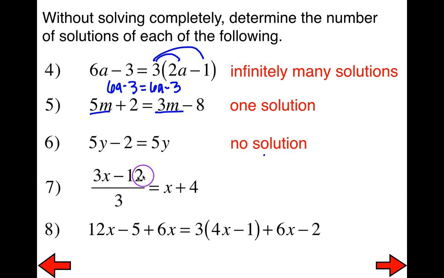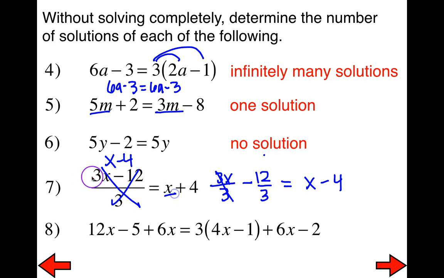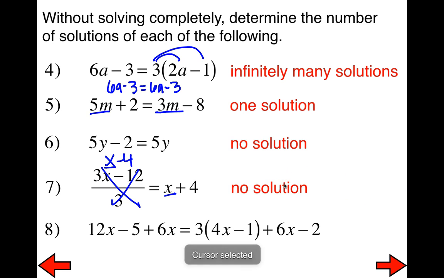Number 7 is a little bit tricky, but hopefully you can recall how you would take care of something like this. This basically means 3x over 3 minus 12 over 3. Okay, so the 3 is written under each term. And this is going to basically simplify to x minus 4. So if we replace this with x minus 4, the variables are definitely going to eliminate each other. However, these expressions are not equivalent, which means this is no solution.